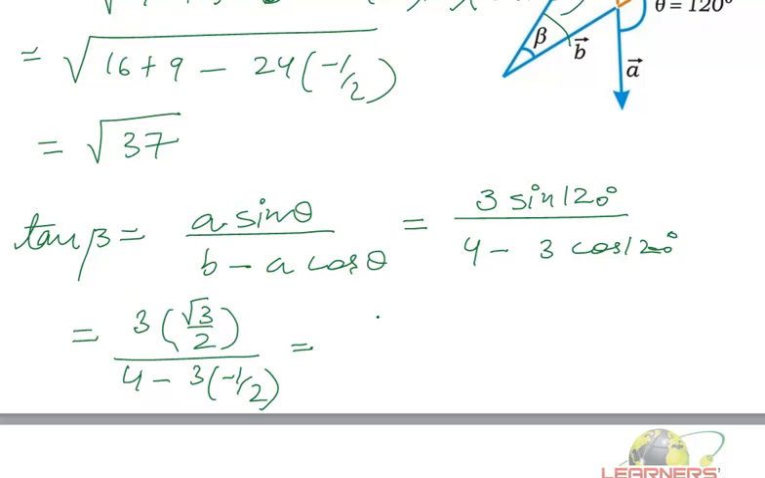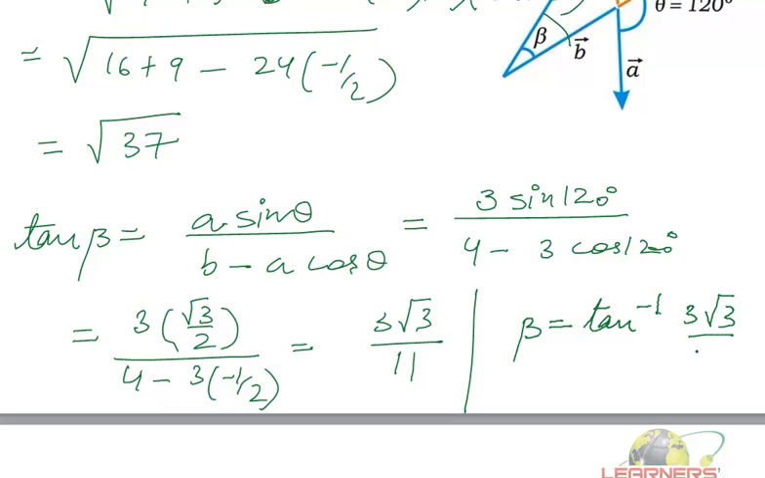So if you calculate this, you will get 3 root 3 by 11, or beta is equal to tan inverse of 3 root 3 by 11. Now this angle is there with the vector B.